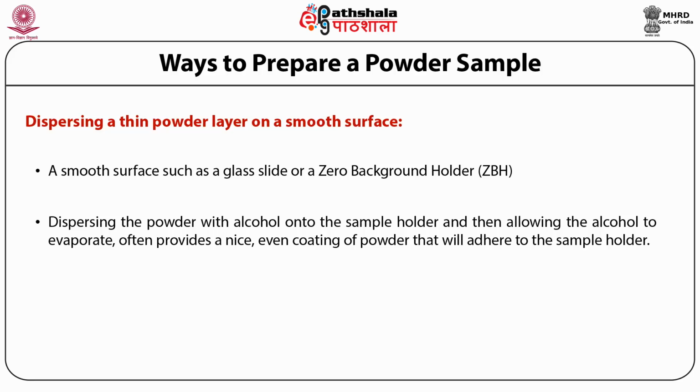Dispersing the powder with alcohol onto a sample holder and then allowing the alcohol to evaporate results in an even coating of the powder that will adhere to the sample holder. Powder may be gently sprinkled onto a piece of double-sided tape, or a thin layer of Vaseline can also be used so that it will adhere to the sample holder. The double-sided tape will also contribute to the diffraction pattern.